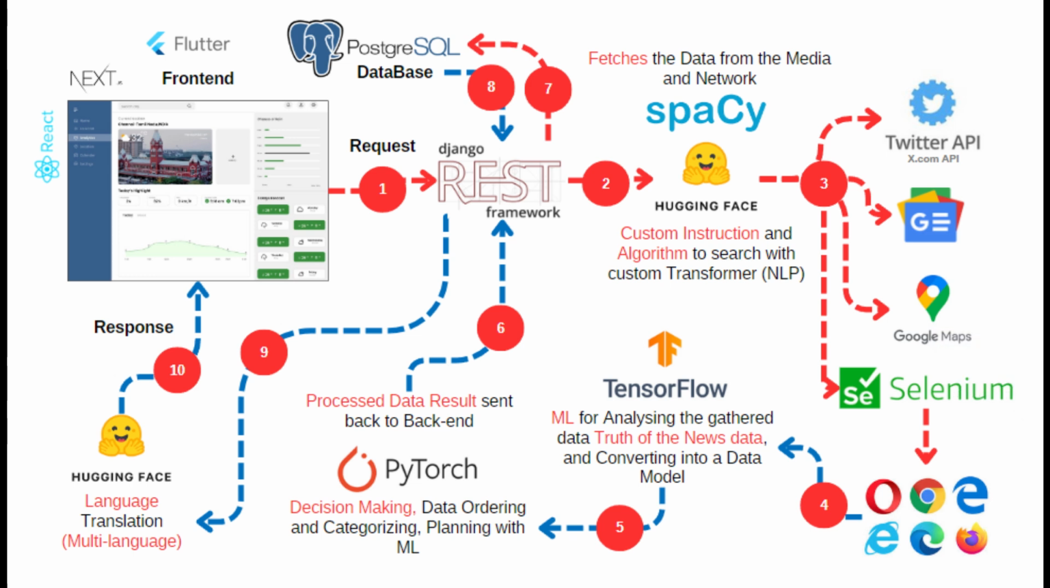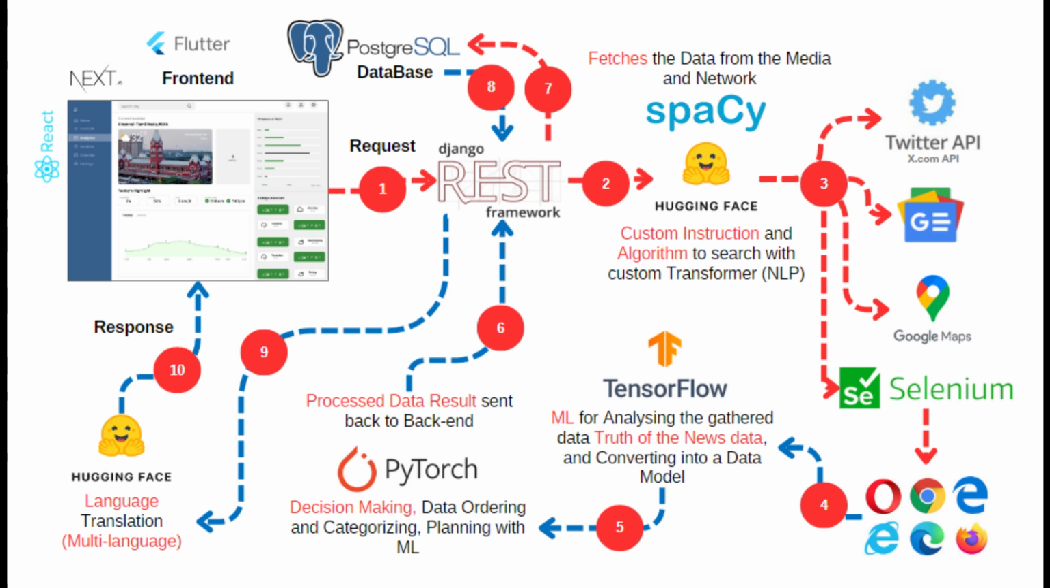Step 3. Data collection from APIs. Information is gathered from external APIs like Google Maps and Google News. Selenium is used to scrape or interact with websites to gather additional disaster-related information.